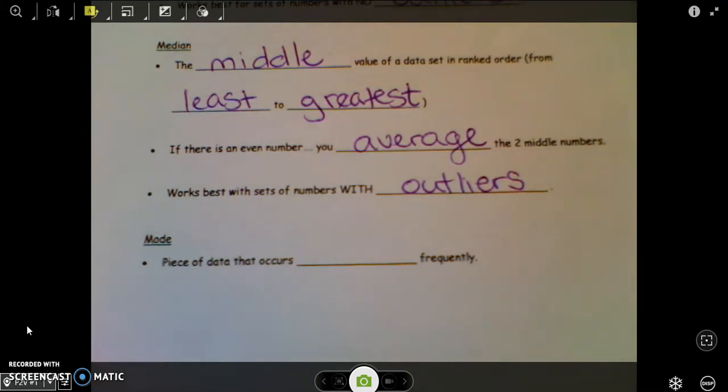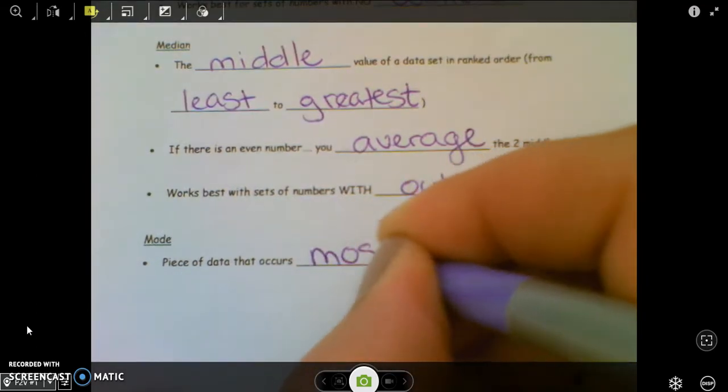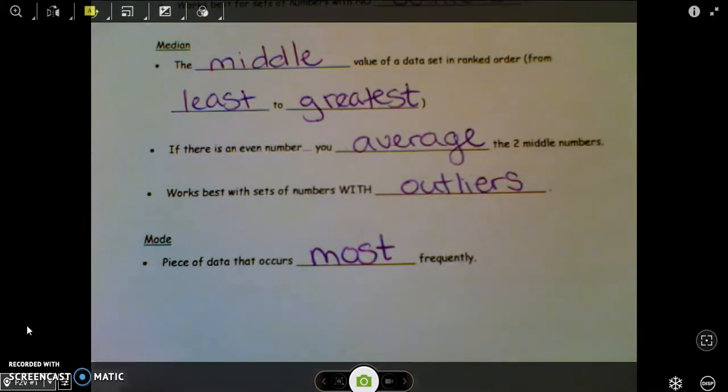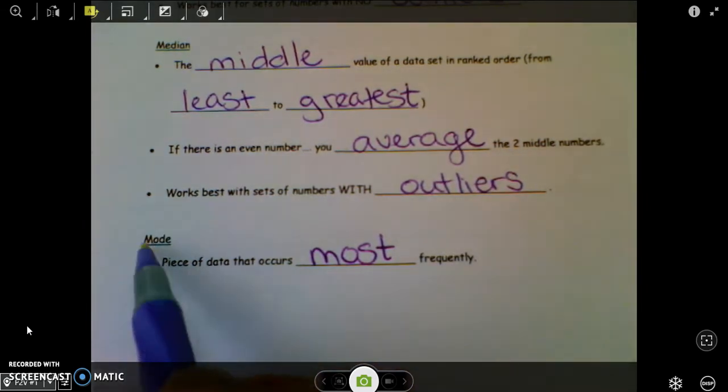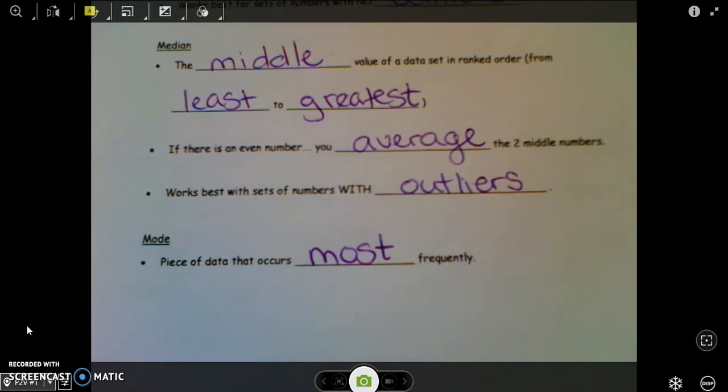And our last measure of center here is mode. So mode is a piece of data that occurs most frequently. And you can remember mode because they both start with not just M, because all measures of center start with M, but MO. MO and mode, MO and most, they're both 4 letters, so they look kind of similar. They kind of go together. So mode is a piece of data that occurs most frequently.